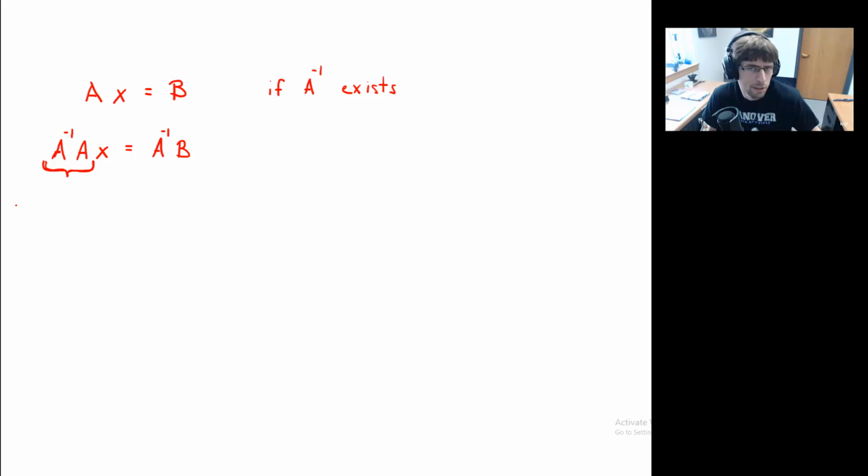That's 1, if you will, 1 in matrix form. So this gives me the identity matrix over here times my variable matrix and inverse times B. Well, let's go ahead. Let's look at the left side of the equation for a second, and I'll use the example from our last lecture.